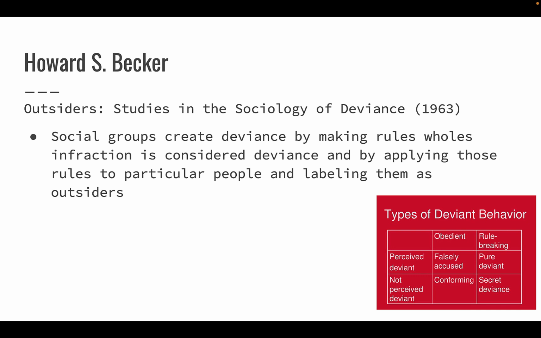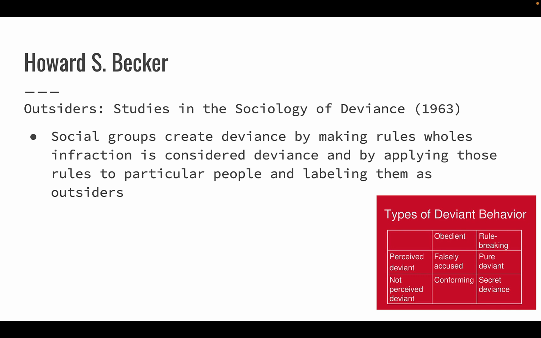Becker developed a typology of deviant behavior, and you see the visual of it here on the slide at the bottom. So he has conforming behavior, which obeys the rules, and society perceives that person as obeying the rules. You have the pure deviant, a person who disobeys the rules and is perceived as disobeying the rules. You have the falsely accused, which is an individual identified as disobeying the rules, but they didn't disobey the rules.